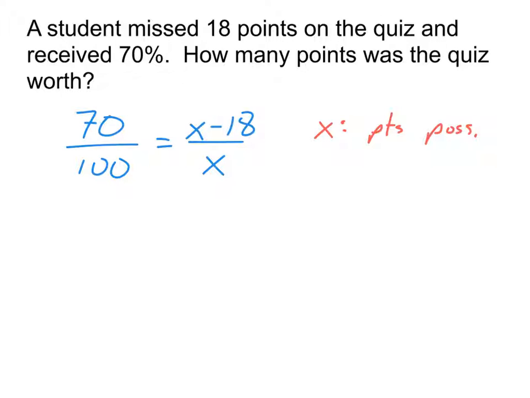So we cross multiply. When cross multiplying, remember you have to multiply everything by that. Now, the 70 times the x, yes, that's just 70x. But the 100 times x minus 18, you got to multiply the 100 by the x and the 100 by the 18. So that'll be 100x minus 1800.